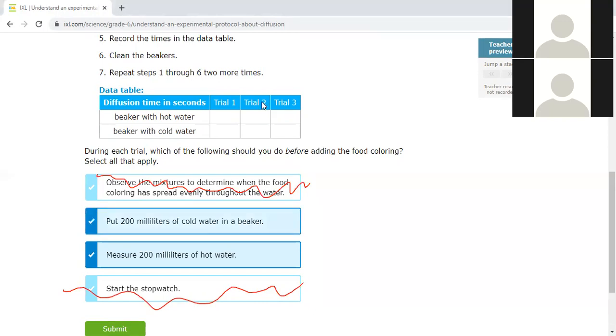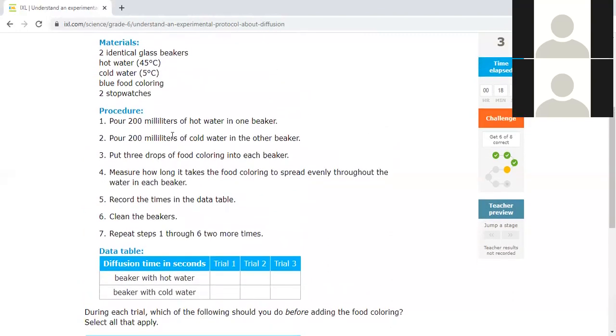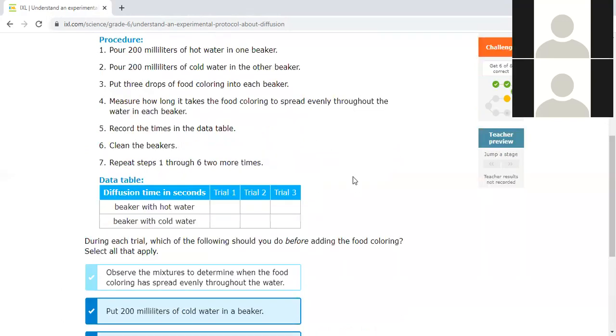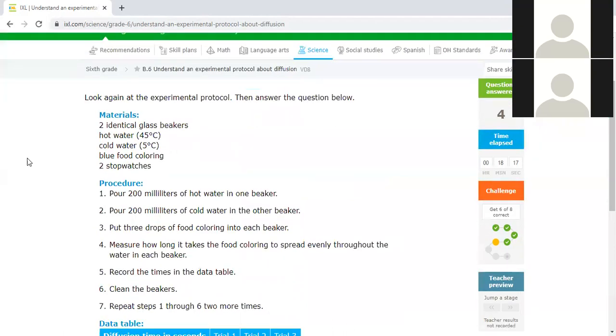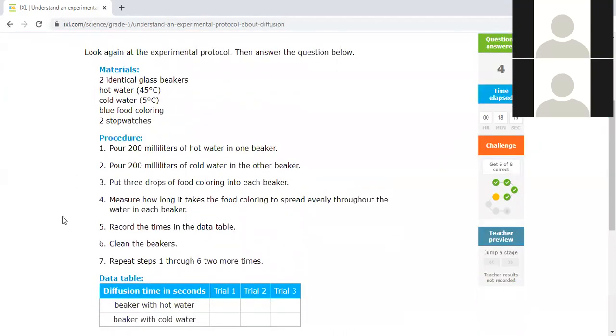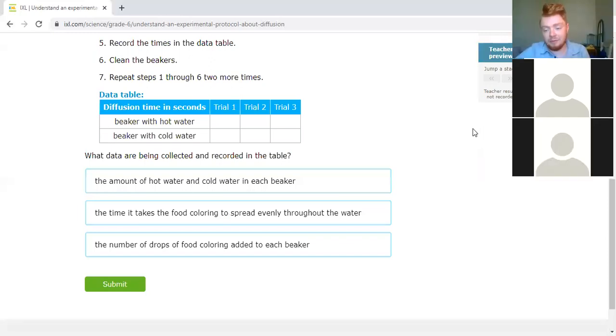So it possibly can be both of these. All right, this one's worded funny because technically it doesn't tell us to measure 200 millimeters of hot water, but we are measuring 200 millimeters when we pour it in. So I'm pretty sure Bebek is right. Yes, he is right. Okay, I just want to double check because they worded that funny, but good job, buddy. That was great. All right, so Deshaun, you are up, my friend.